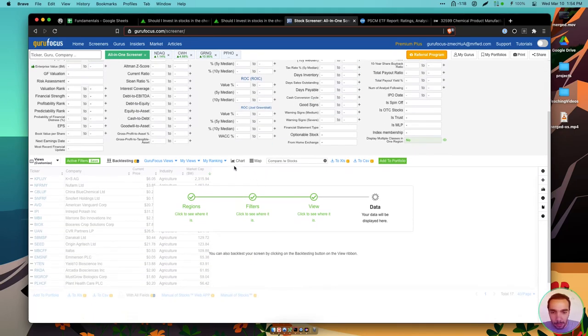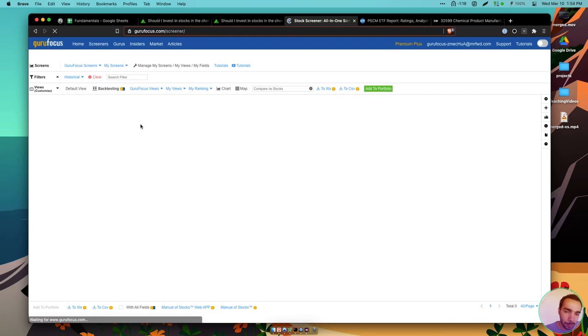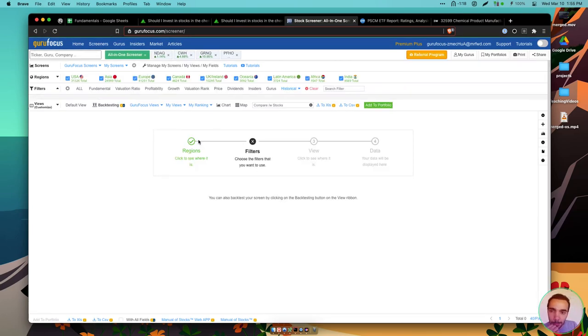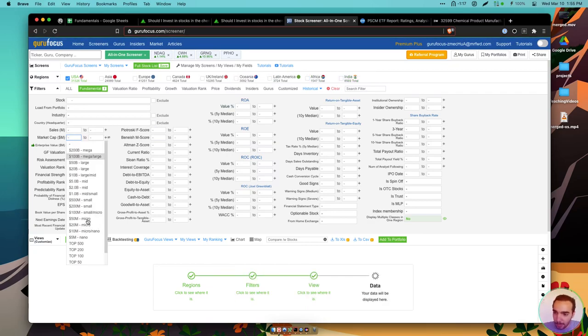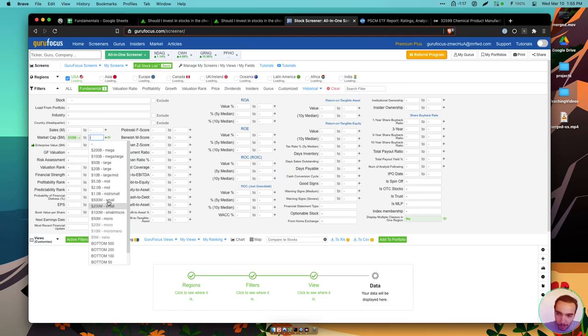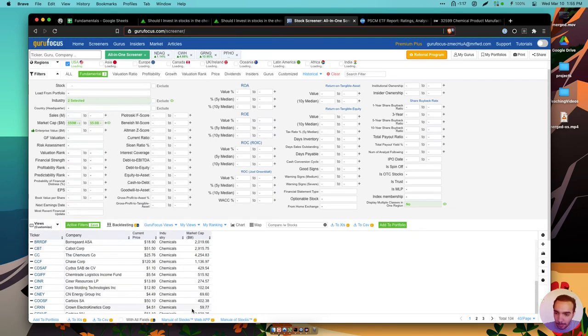All right, why is this not loading? What's going on? Let's do a refresh. 50 mil to 5 billion. That's a market cap filter I'm trying to focus on. So, unselect. All right, so 50 million to 5 billion. Industry is chemicals.